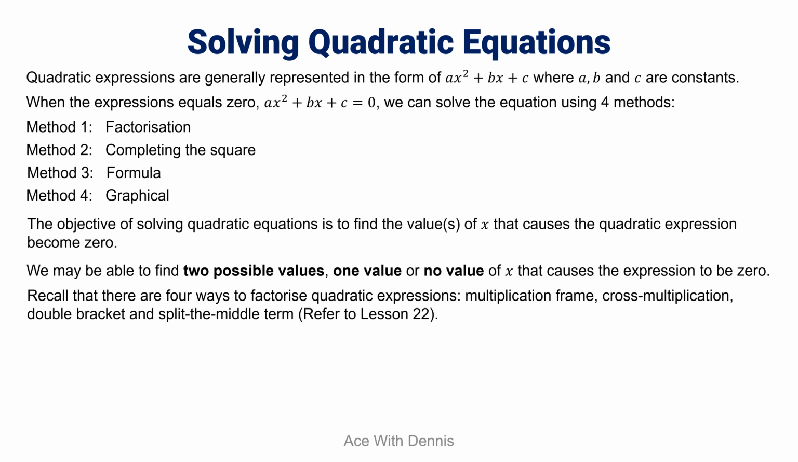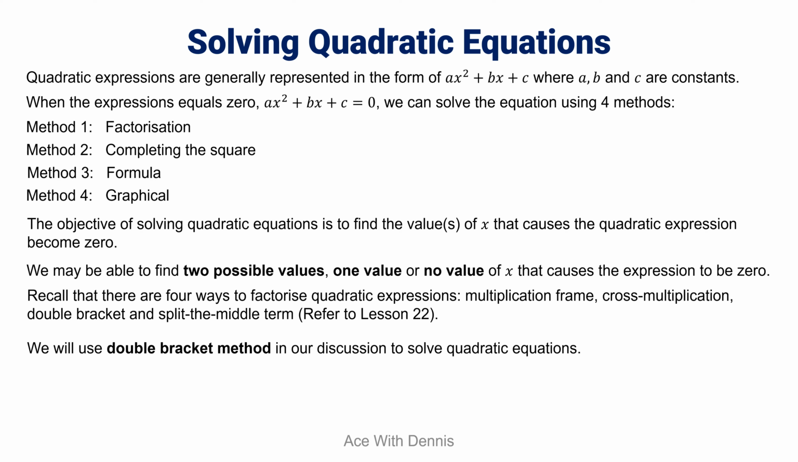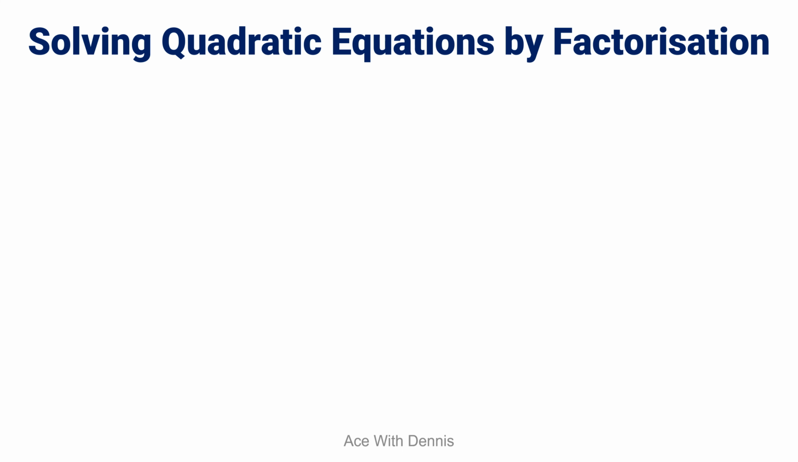Recall that there are four ways to factorize quadratic expressions, which are multiplication frame, cross multiplication, double bracket, and split the middle term. You can refer to lesson 22 to learn all these factorization methods. We will use the double bracket method in our discussion to solve quadratic equations. Sometimes we may use special products to solve quadratic equations. Now, let's see how we can solve quadratic equations using the factorization method.